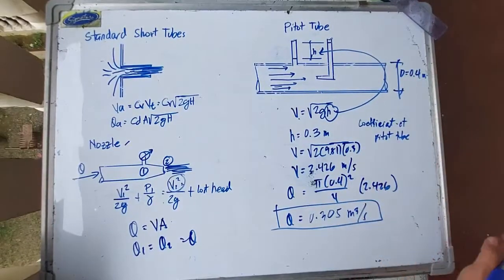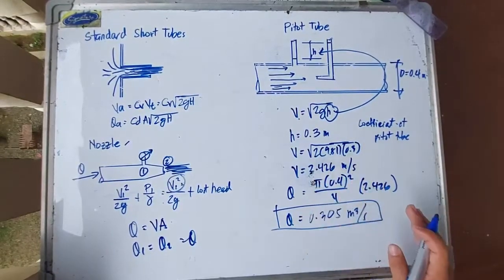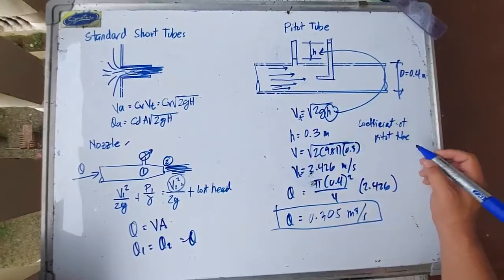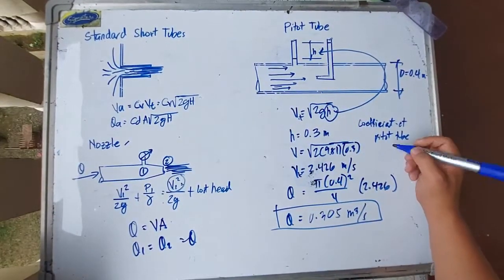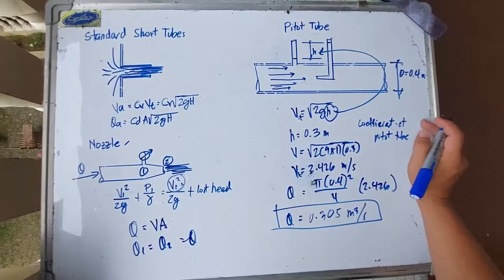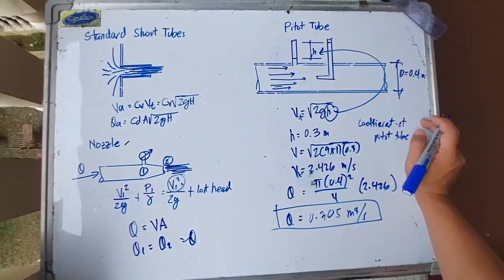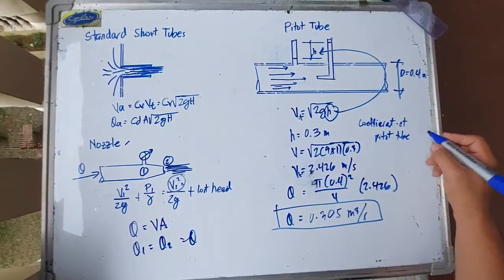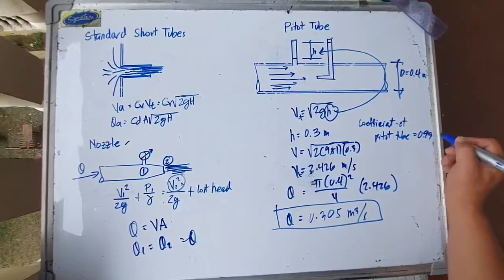So maliit lang actually yung difference niya dun sa actual, sa theoretical velocity. So basically this is the theoretical velocity, you know. But most of the time we already neglect the coefficient of Pitot tube. Kung given naman yung coefficient of Pitot tube, then we multiply it by the theoretical velocity to make it actual. Okay? So, for example, kapag given natin ay meron tayong coefficient na 0.99, okay.